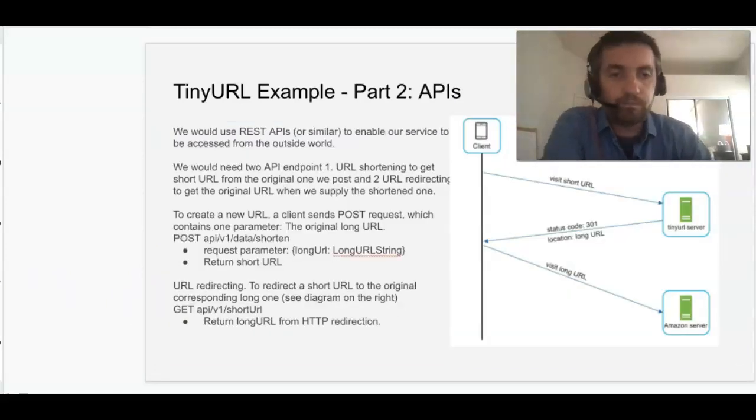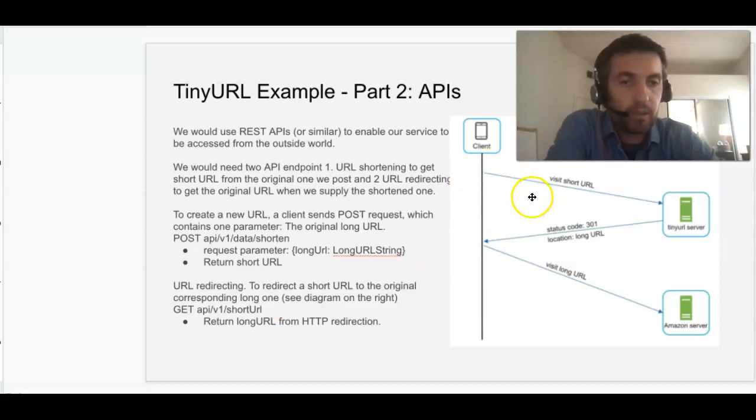So here we're going to talk about API. What should our API contain? So we're posting, in this example, we're sending a short URL to our server. It returns a long URL, and then the client can use the long URL to access the actual server where the content is stored. So it kind of shows that transaction.